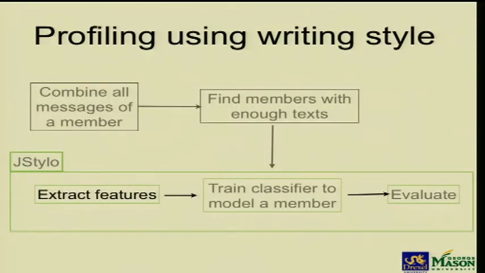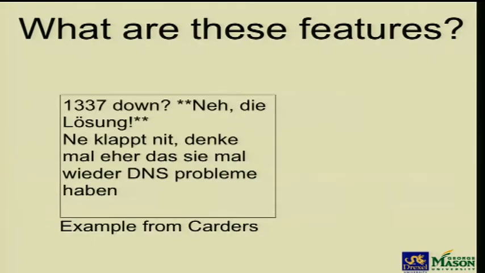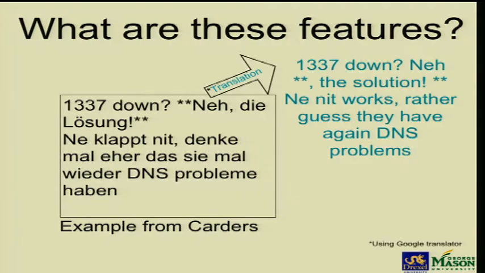After we have enough text of a member, we use GStylo to extract features. Now let's look at what these features are that uniquely identify a person. I took this example from Cutters. I don't speak German, so this is what Google Translate thinks it means. And you can see that it's not very good.